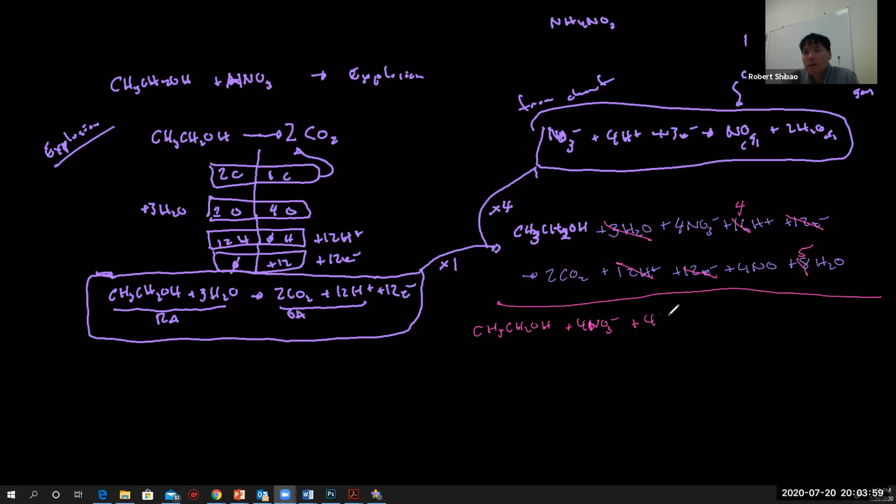Plus 4H+, plus 4 nitrates plus 4H+ yields 2 CO2s plus 4 NOs plus 5 H2O.